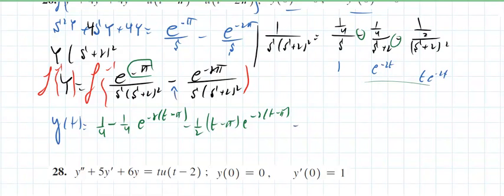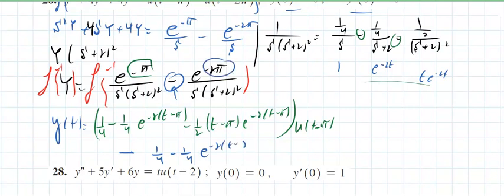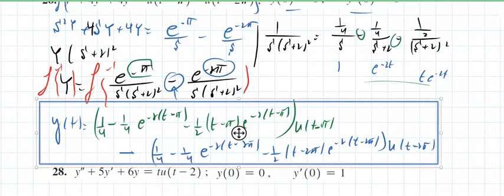When I get to this piece, times u of t minus pi, minus 1/4 minus 1/4 e to the negative 2 into t minus 2 pi in this case, minus 1/2 t minus 2 pi e to the negative 2 into t minus 2 pi, and this is going to be multiplied by u of t minus 2 pi. And there's the solution for that one.